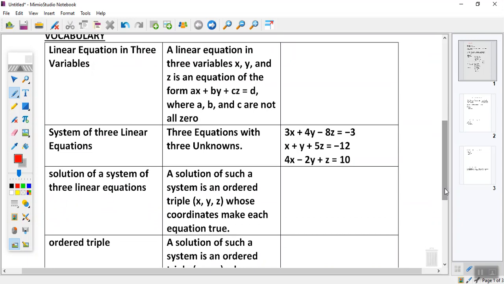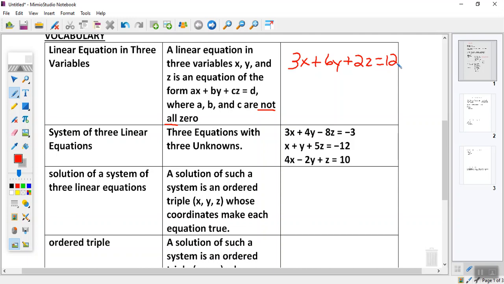Linear equation in 3 variables. A linear equation in 3 variables, x, y, and z, is an equation of the form ax plus by plus cz is equal to what? And a, b, and c are not all what value? 0. Can some of them be 0? Yes, but just not what? You might want to underline it. Not all of them can be 0. Some can, but not all. So an example of an equation would be 3x plus 6y plus 2z equals 12. That would be an equation in 3-variable form.